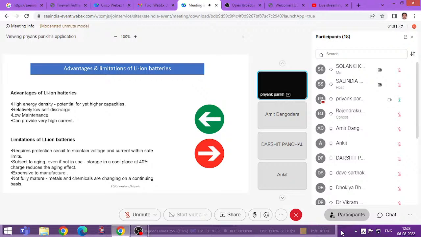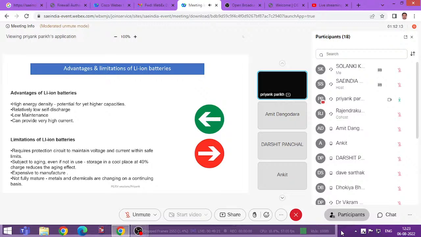It is low on maintenance, and it can provide a very high current. That is, the ampere-hours value that you get is very high. There are certain limitations as well: it requires a protection circuit to maintain the voltage and current within safe levels. So the moment you open a lithium-ion battery, you will be able to see the safety circuits, right? The contact test fuses and other things. And that is why it is required for your safety checks.